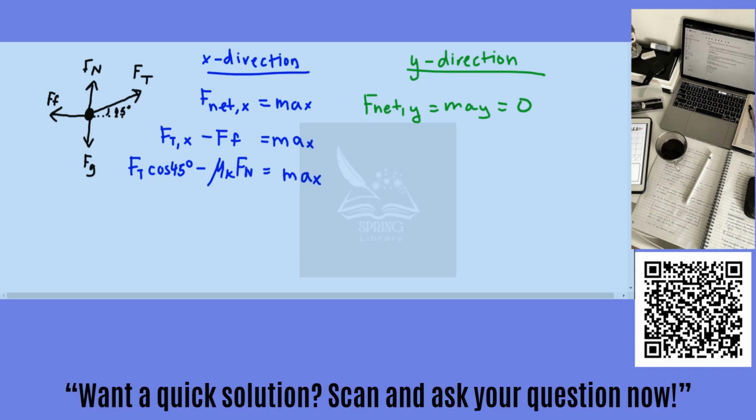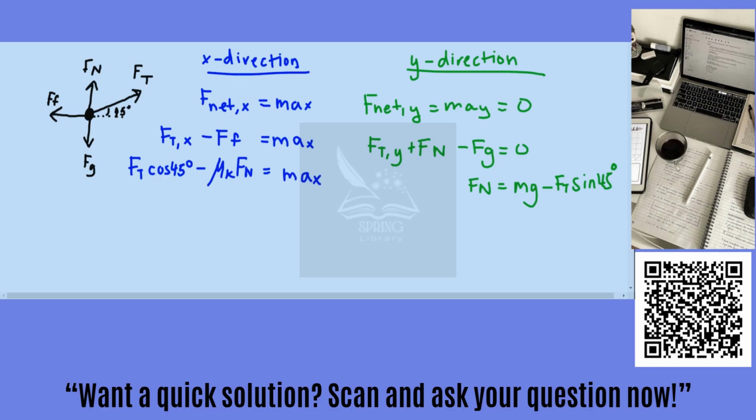So the net force in the y direction, that's going to be the y component of the tension plus the normal force minus the gravitational force. And so the normal force will be equal to gravity, mg, minus the y component of the tension force. So I'll just write that as Ft sine 45 degrees. So using this, we can absolutely find what that normal force is going to be.